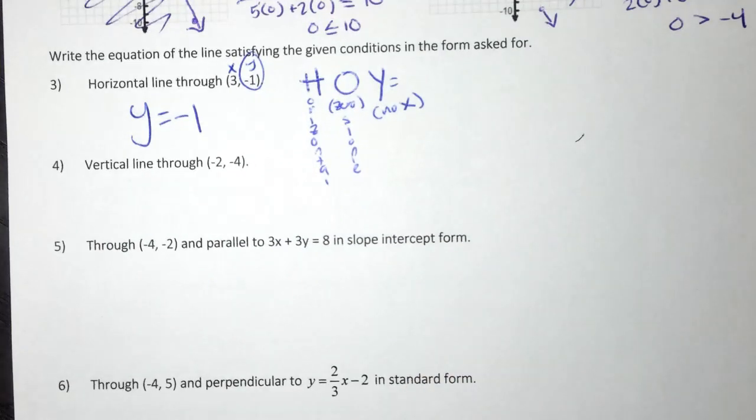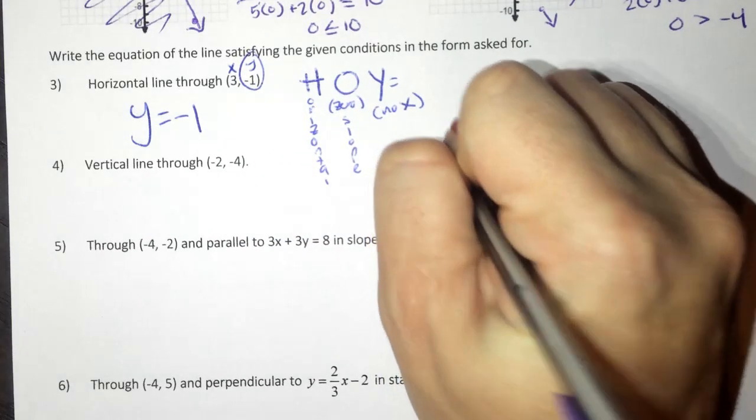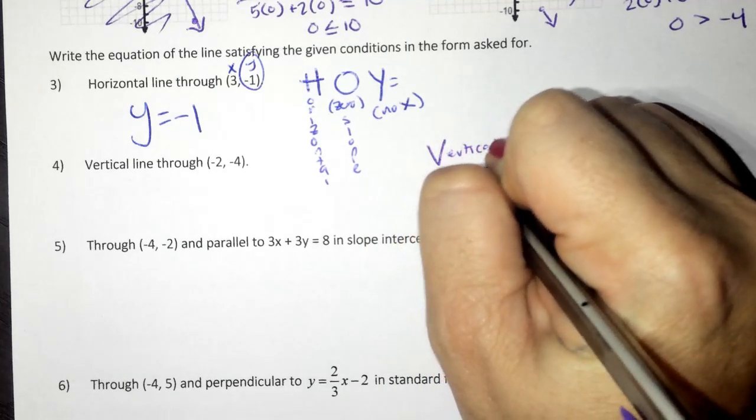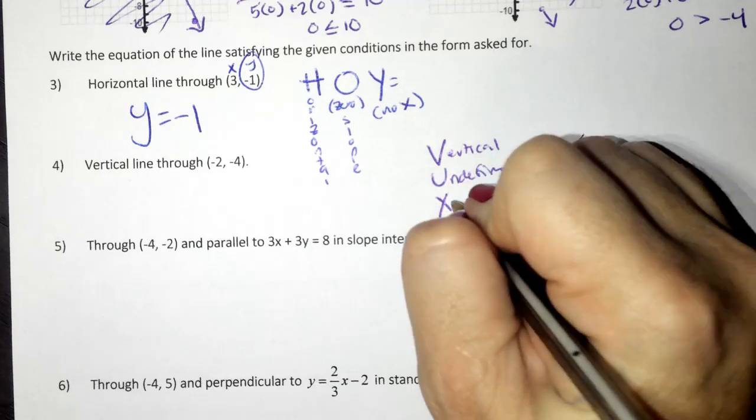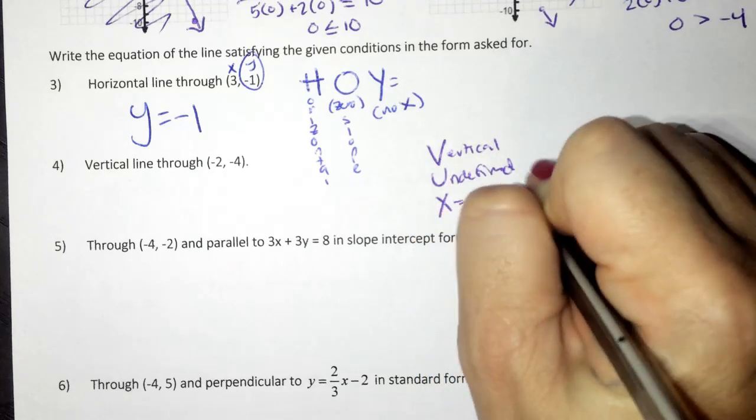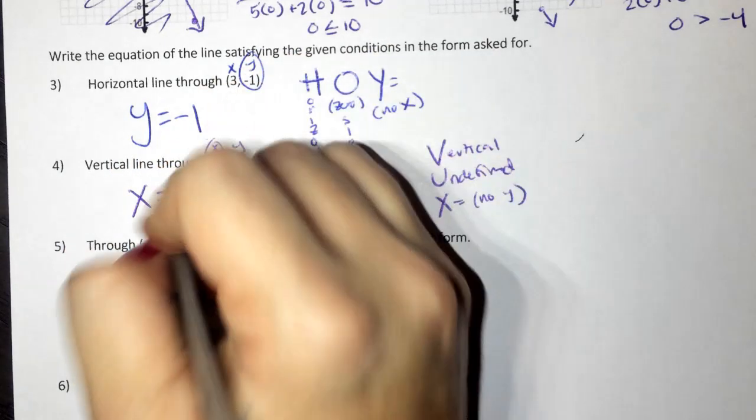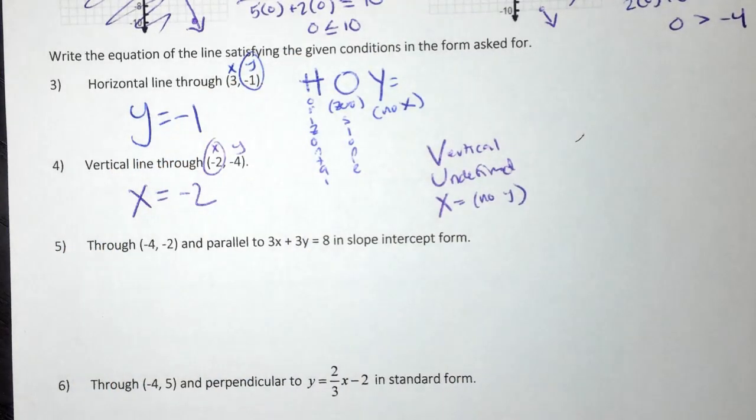So vertical line is VUX, which is vertical, undefined, x equals no y equation. So I know this is x equals, well, x is -2, so there's my equation. We like those, they're simple.